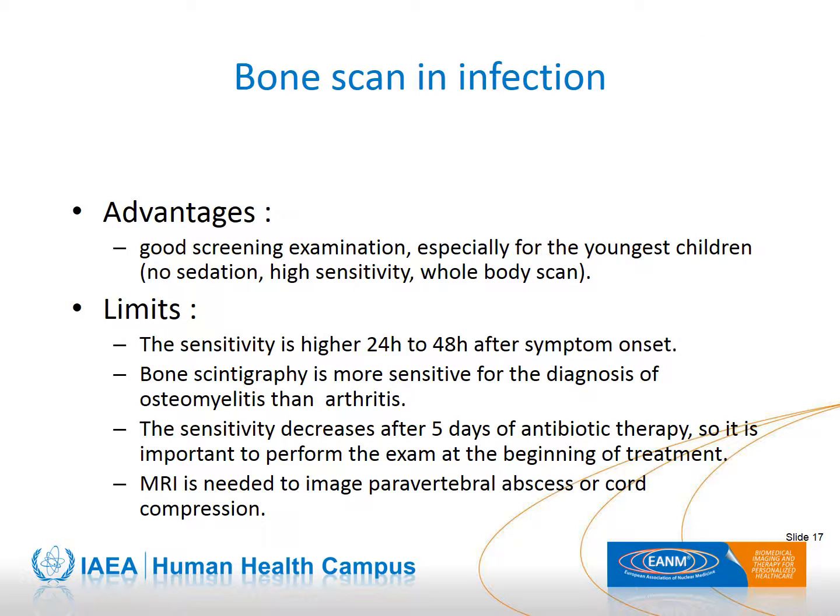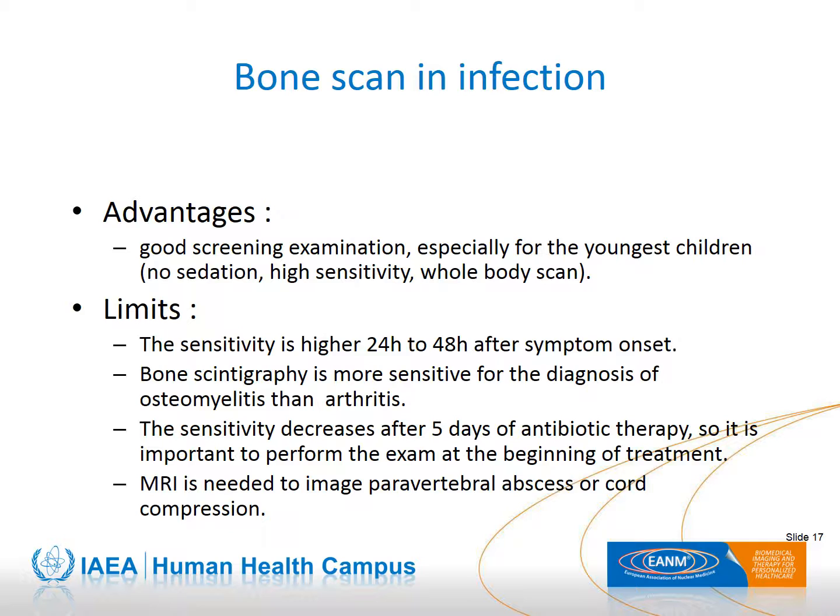In summary, the bone scan is a sensitive screening tool for suspected infection, especially in the youngest children. Its main limitations are, first, that its sensitivity is better for osteomyelitis than for arthritis.